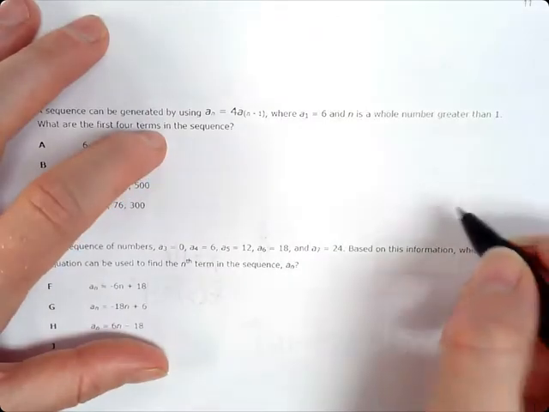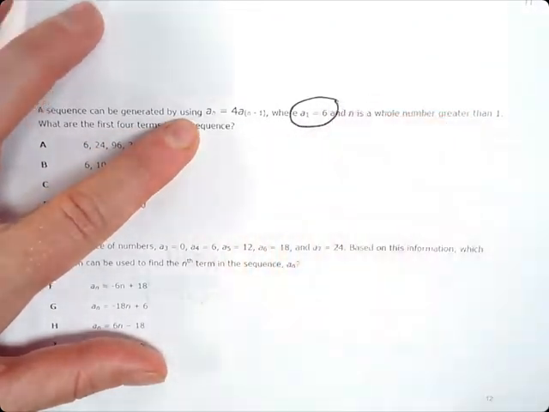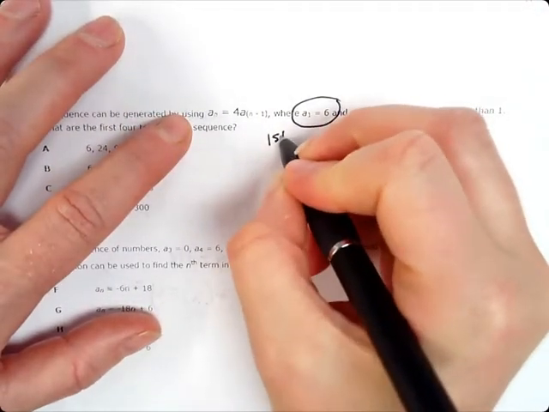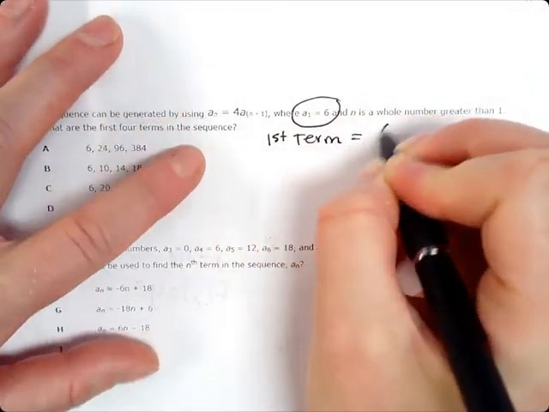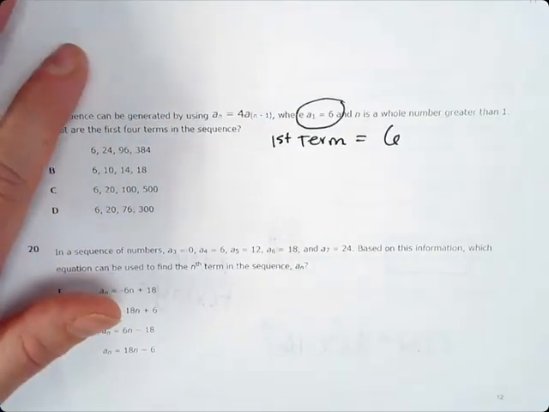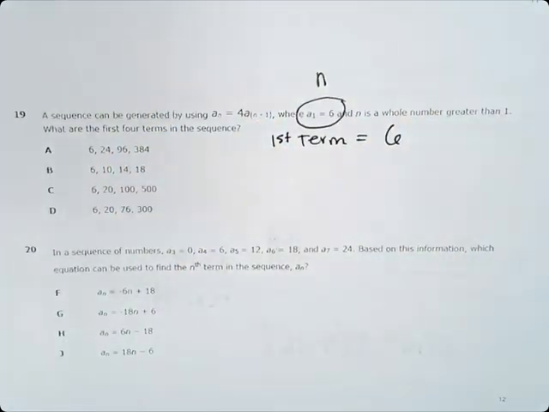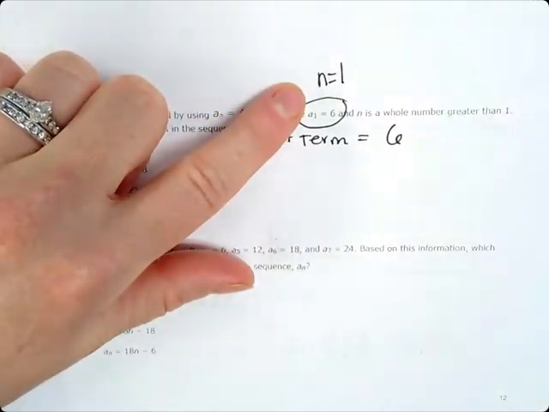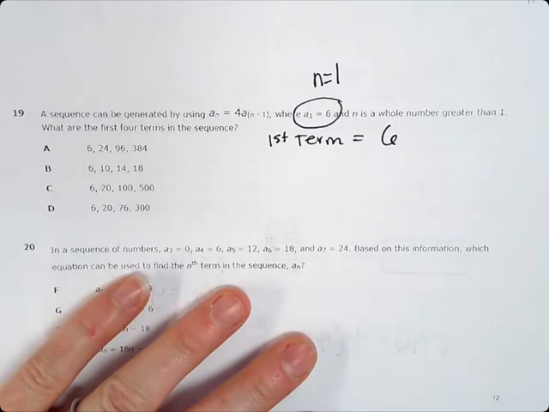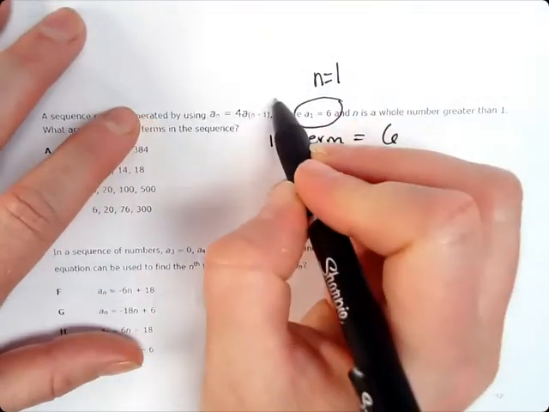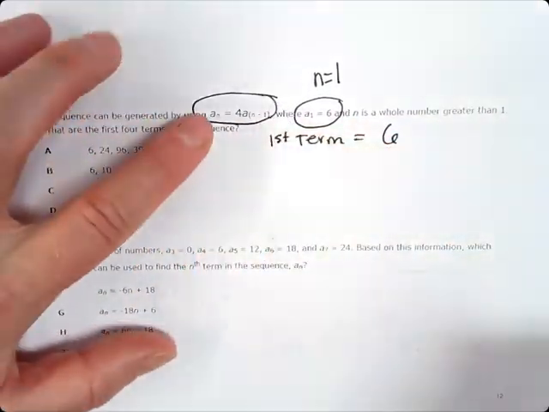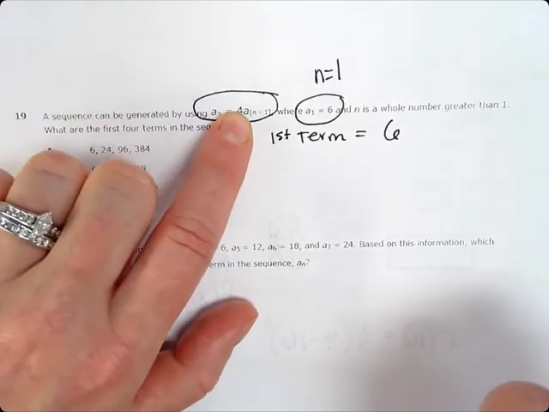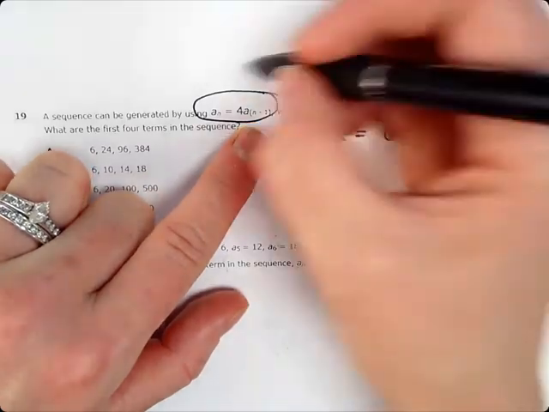Okay, so let's look at what they've given us. A1 is 6. That means that the first term is 6. A1, N is your term number. Where N equals 1, the term number is 6. So we need to find what the other terms are. This means let's find the next term by doing 4 times the previous.